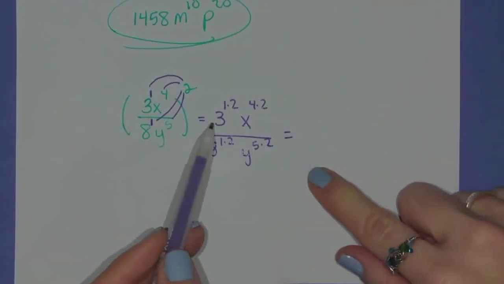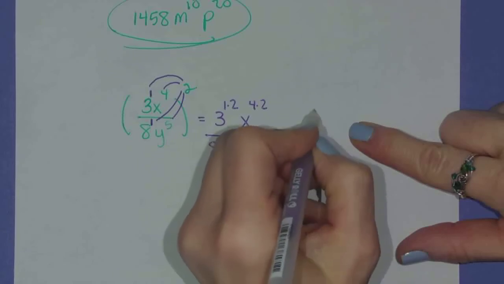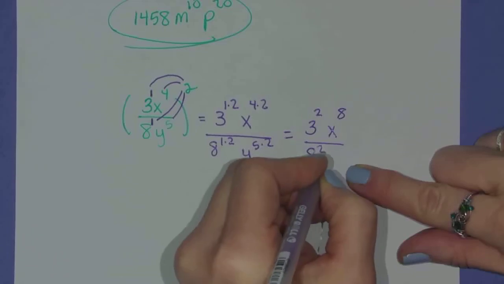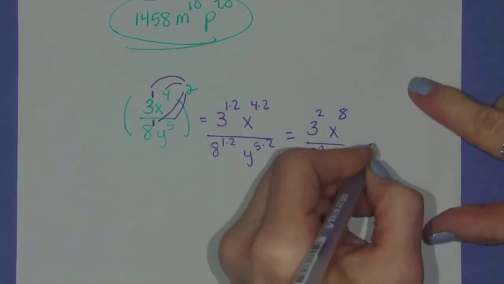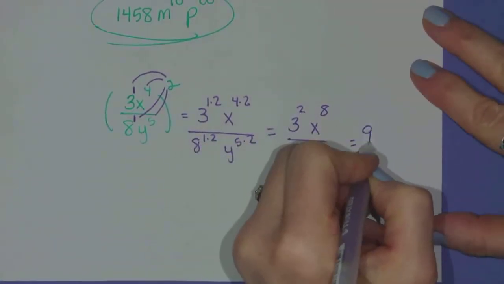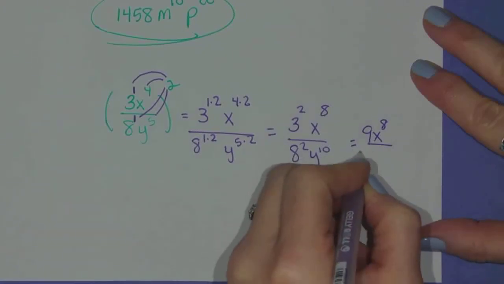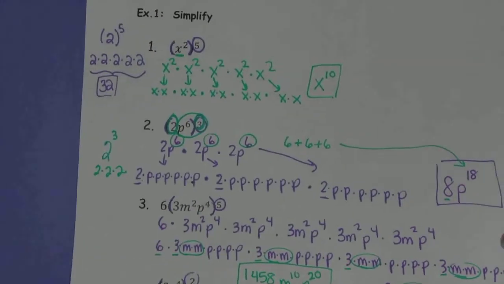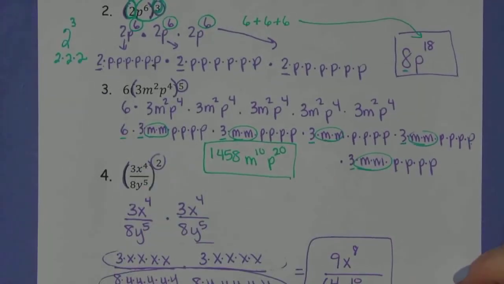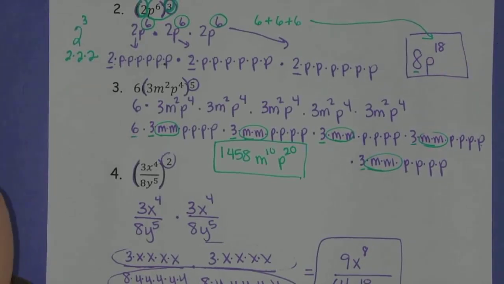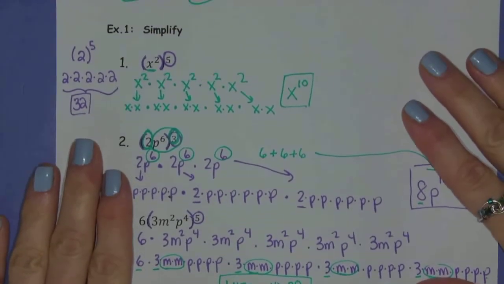This gives us 3 to the 2nd power, 1 times 2 is 2, x to the 8th, 8 to the 2nd, y to the 10th, and then just using your knowledge of squaring, 3 squared is 9, x to the 8th, 8 times 8, 64, y to the 10th. And you got the same answer both ways. So, again, think about your comfort level, and just know, even if you go with shortcuts, but then you get to a test or a quiz and you forget the shortcut, you always have writing it out as backup. Okay, thanks for watching.